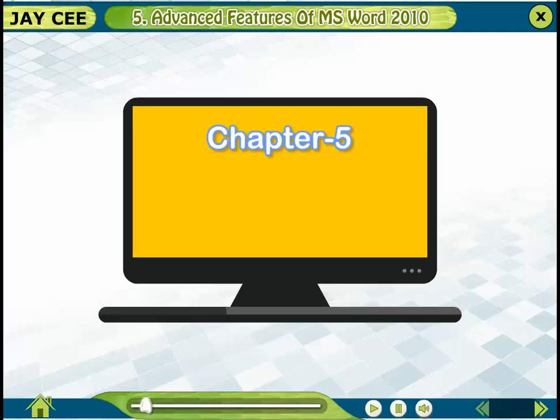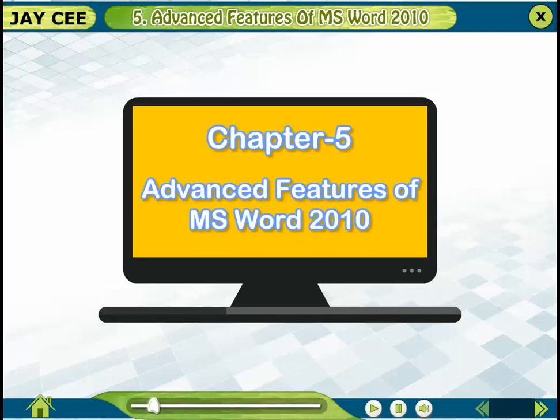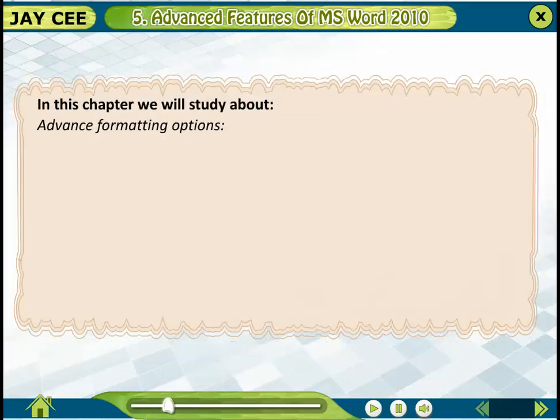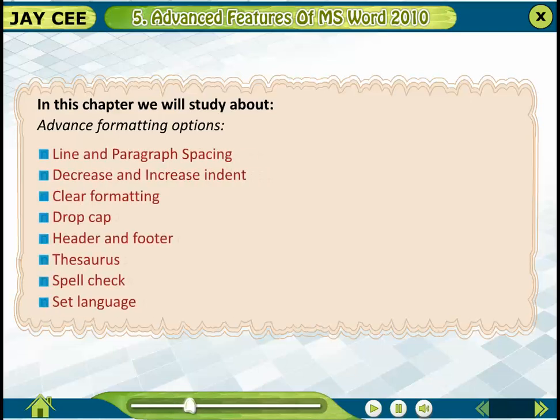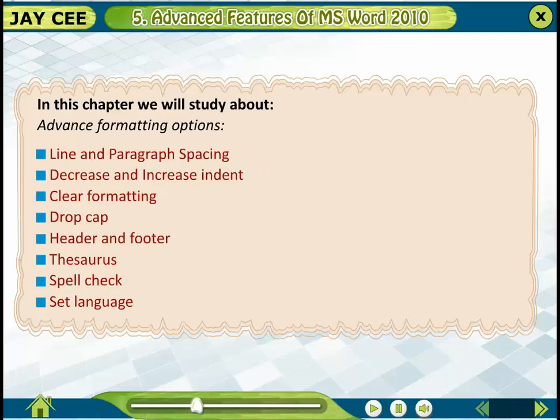Chapter 5, Advanced Features of MS Word 2010. In this chapter, we will study about advanced formatting options, line and paragraph spacing, decrease and increase indent, clear formatting, drop cap, header and footer, thesaurus, spell check, set language.